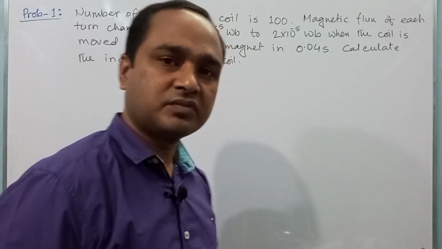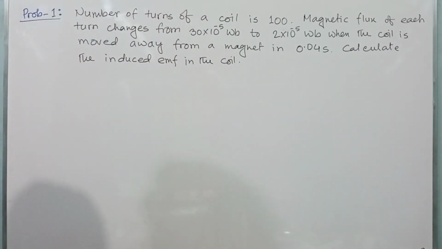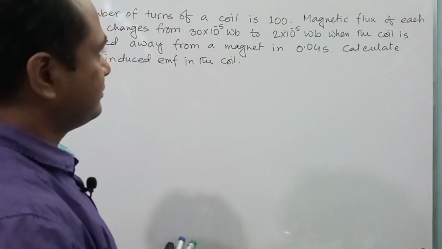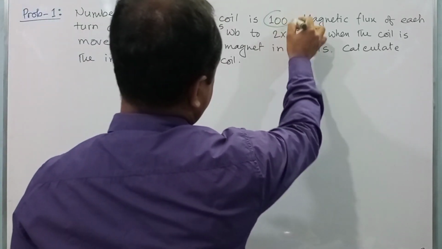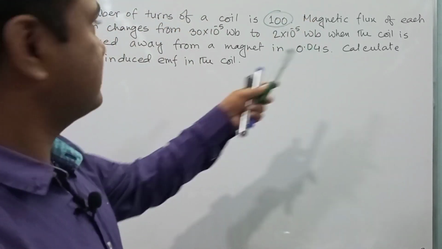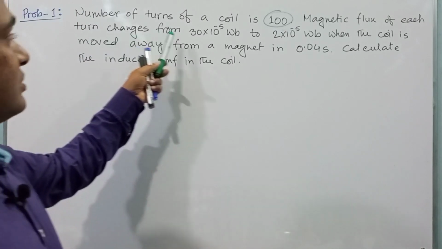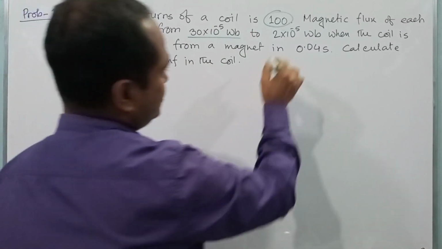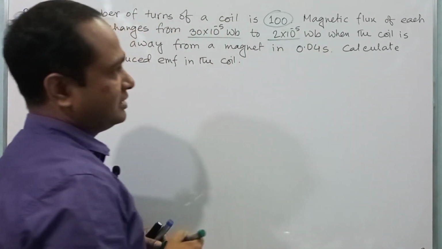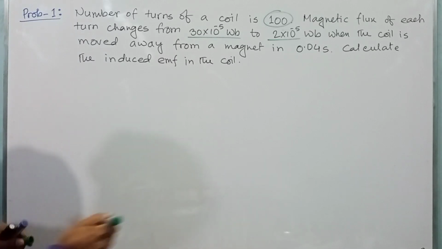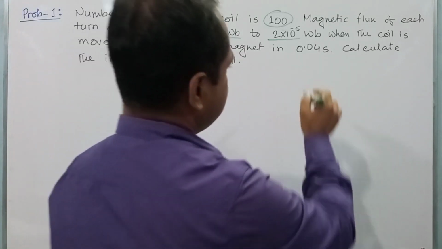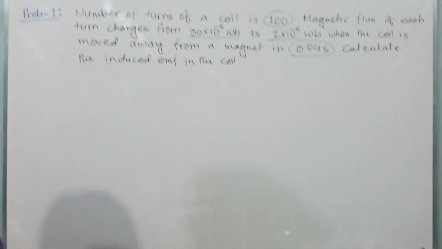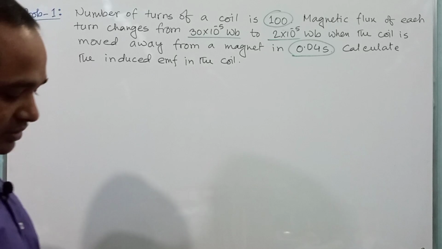Dear students, here is our first mathematical problem. In the problem they said that the number of turns of a coil is 100. The magnetic flux of each turn changes from 30 into 10 to the power minus 5 Weber to 2 into 10 to the power minus 5 Weber when the coil is moved away from a magnet in 0.04 second, right? So calculate the induced EMF in the coil.